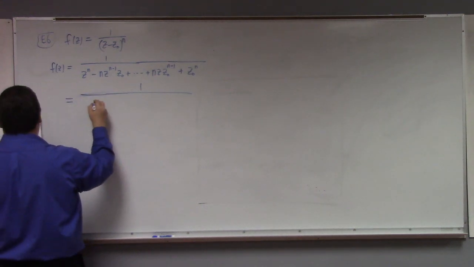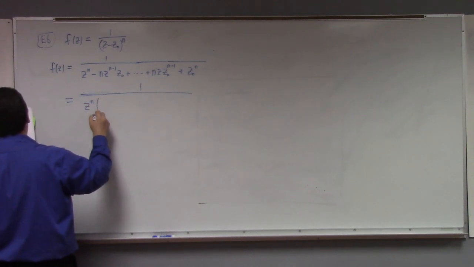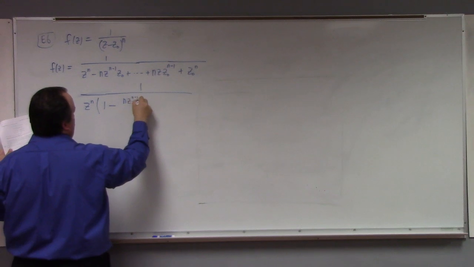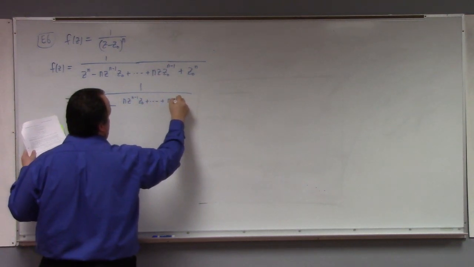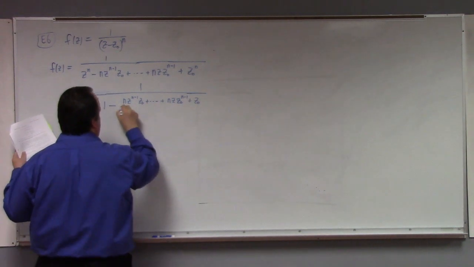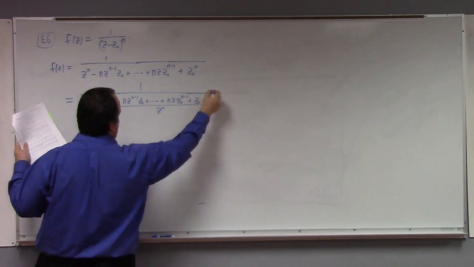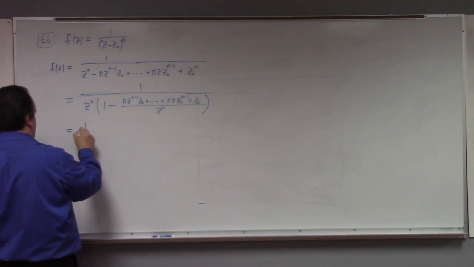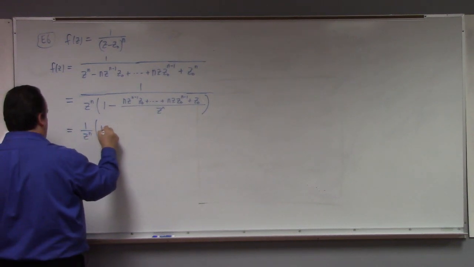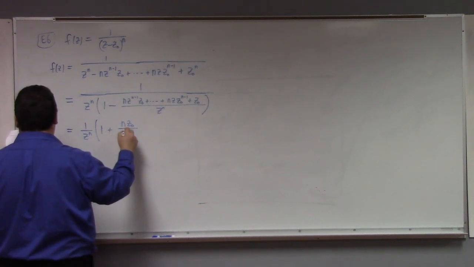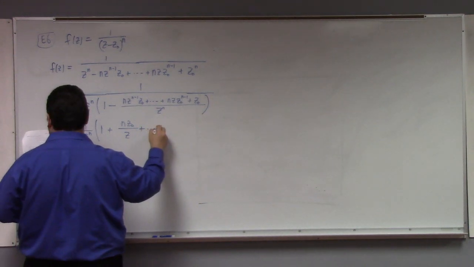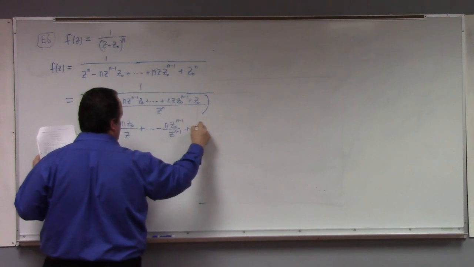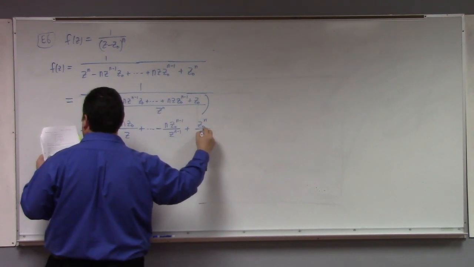Then just factor out a z to the n, and you'd have 1 minus n z to the n minus 1 z naught plus dot dot dot plus n z naught to the n minus 1 plus z naught to the n, all divided by z to the n. If you do an algebra step, you can see this is actually 1 over z to the n times 1 plus n z naught over z plus dot dot dot minus n z naught to the n minus 1 over z to the n minus 1 plus z naught to the n over z to the n plus dot dot dot.